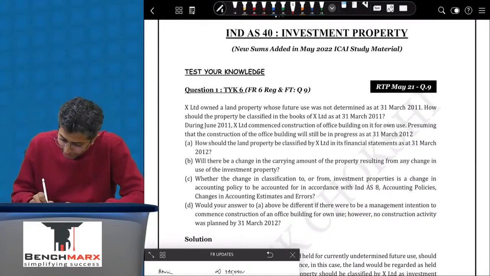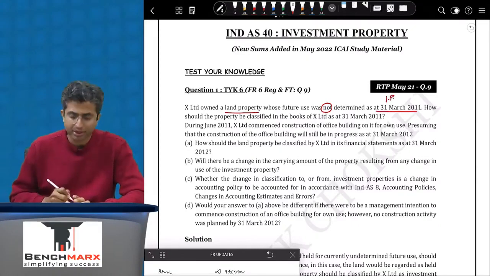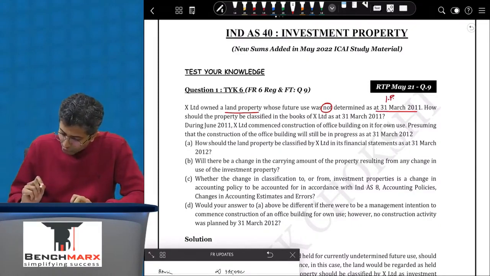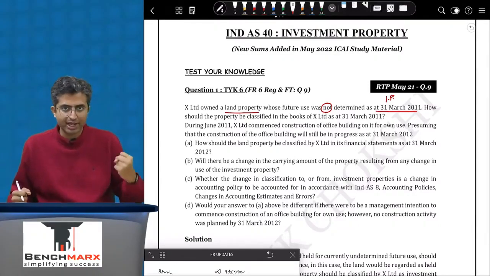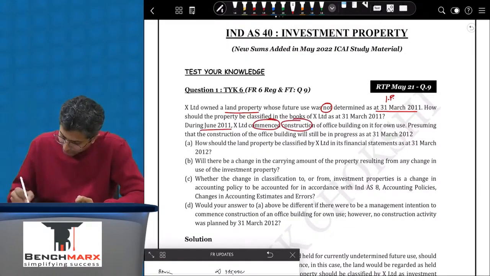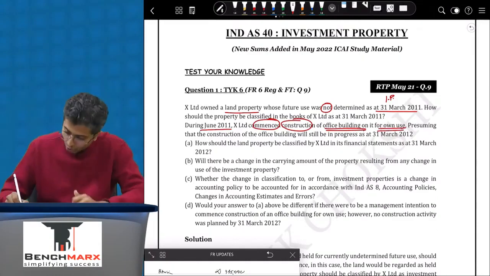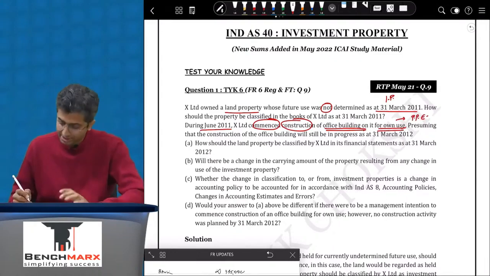Now X Limited owned a land property whose future use was not determined as on 31st March 2011, which means this has to be classified as an investment property. How should the property be classified in the books as on 31st March 11? If it is land and if the use was undetermined, it will be classified as an investment property as per Ind AS 40. In June 11, that is 3 months later, X commenced construction of an office building for its own use. So now it is being used for its own use, and as a result it has to be reclassified to property, plant and equipment. It can be shown as capital work in progress or PPE, basically under Ind AS 16.